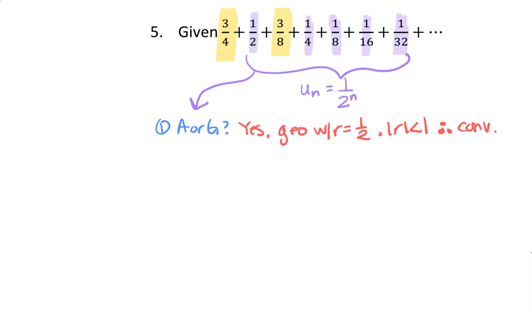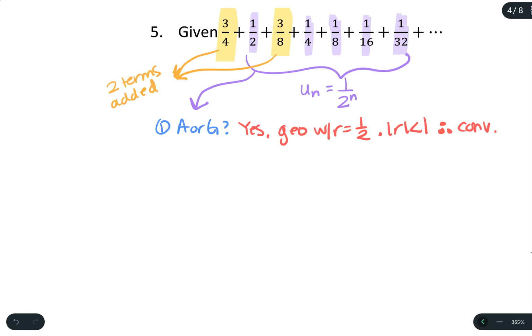But what do we do about that 3/4 and that 3/8? Well, those are two finite terms being added. And this is one of the theorems above, I think theorem number 1 or theorem number 4. That theorem says that if you add a finite number of terms, then it's going to do the same thing as it would do without those finite terms. So this is going to do the same thing as what the purple does, even with the 2 yellow terms added.